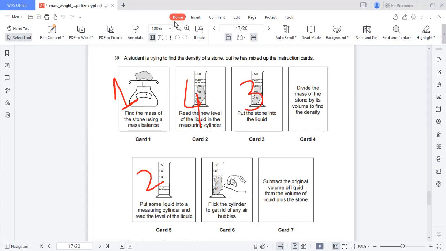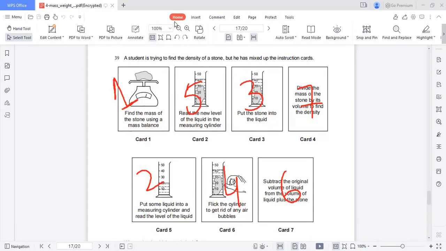Okay, so that's incorrect. The fourth one would be this one: flick the cylinder to get rid of any air bubbles. Okay, then the fifth one must be like this. Then the sixth one would be like this, because you subtract the volume from the previous volume. Now the seventh would be like this.